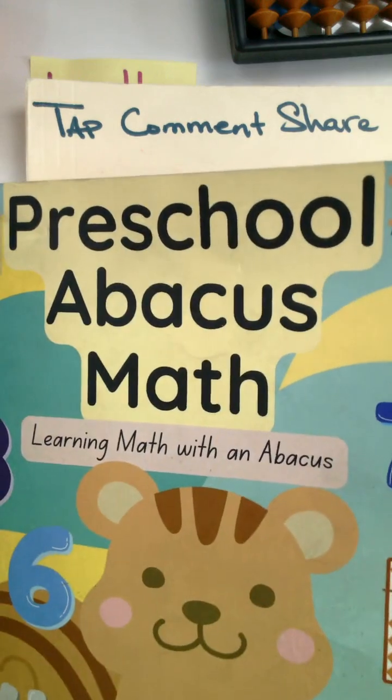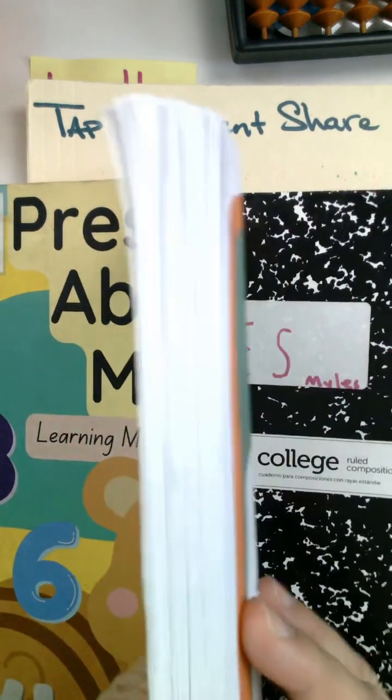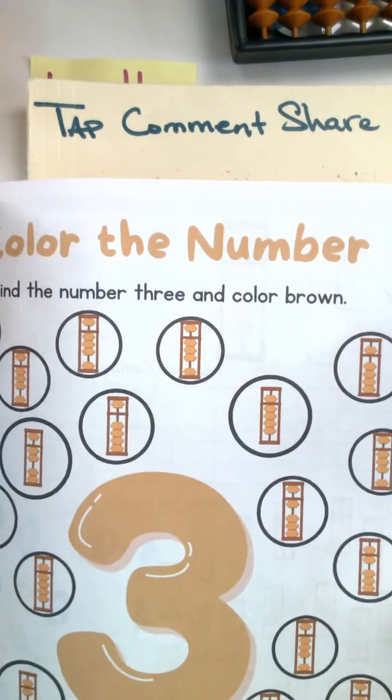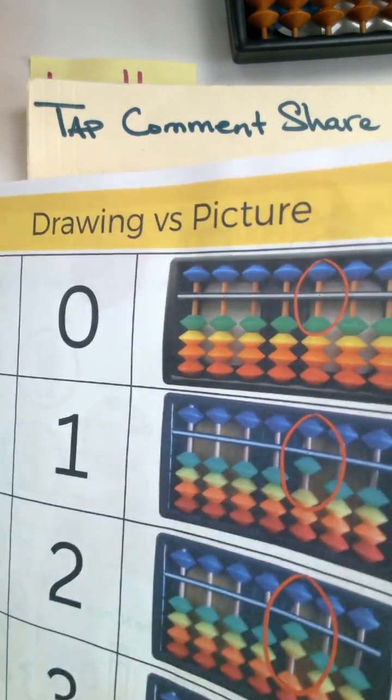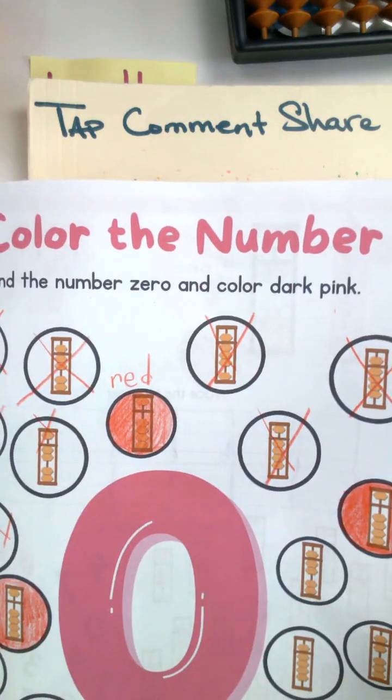4 years old. You know what? This would be perfect for your child. Why? Because it starts with understanding what the numbers are. It starts with understanding the numbers. And I try to have it where there is a person that's missing.